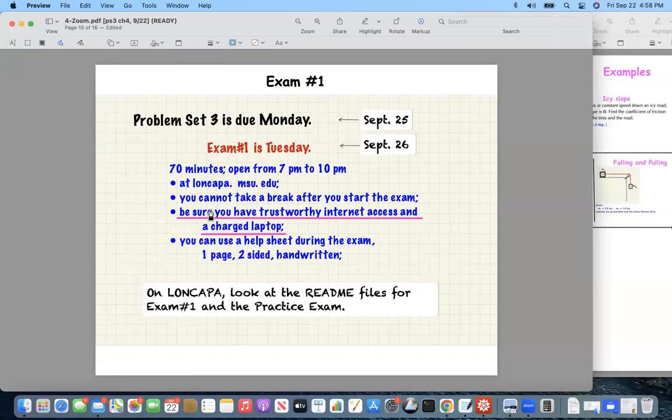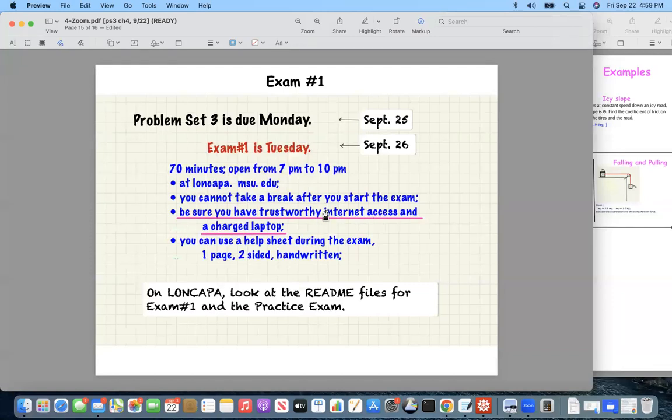Be sure you have trustworthy internet access, and be sure your laptop is charged. If your laptop only has 40 minutes of charge, you might not be able to get the whole 70 minutes to work on the exam. So make sure you have trustworthy internet access. I guess in the dorms, the internet access is pretty trustworthy. But if you're in an apartment, you might have kind of flaky internet access.